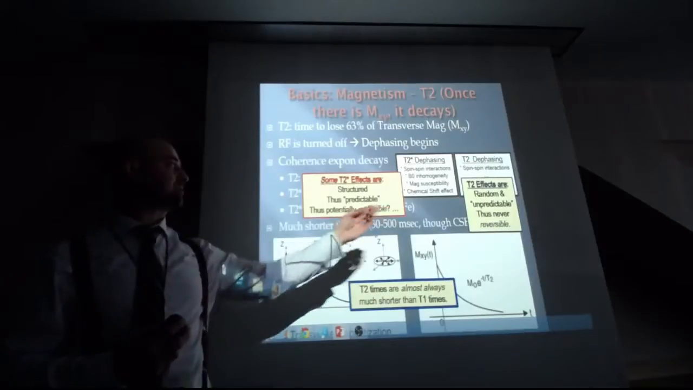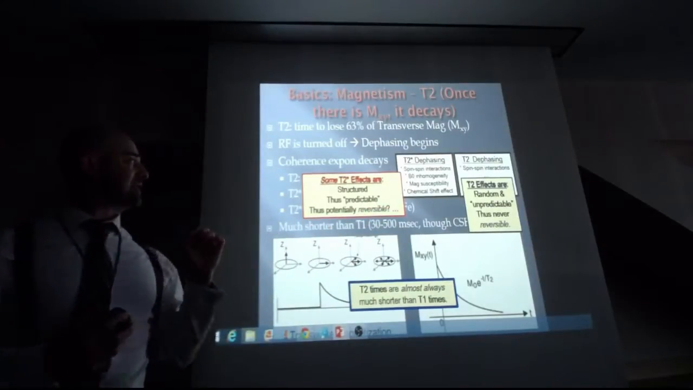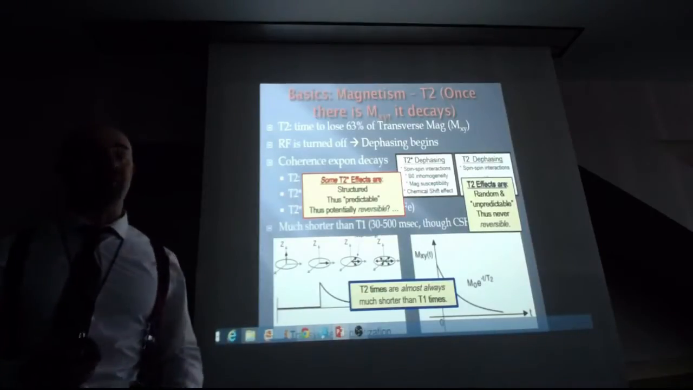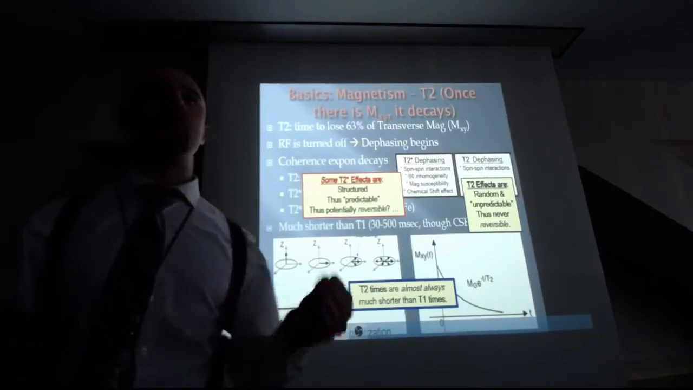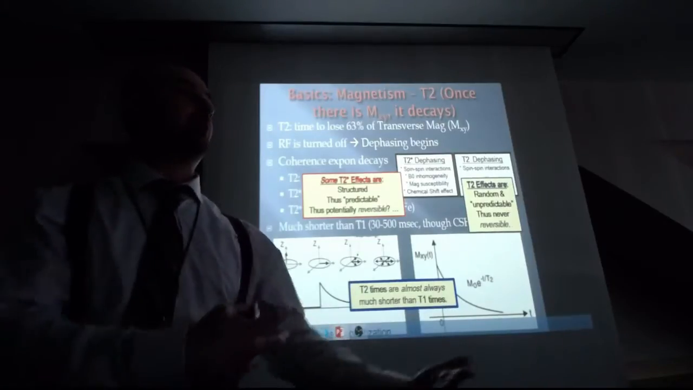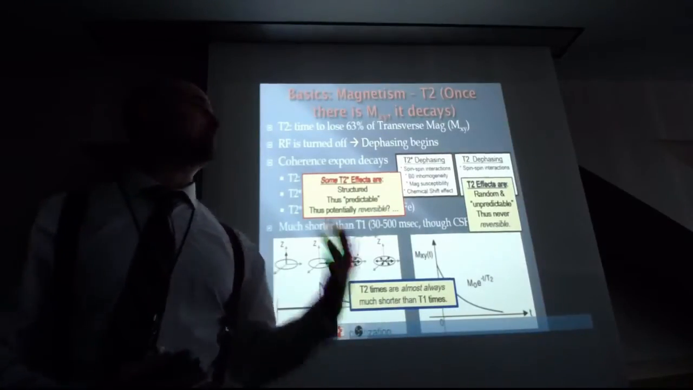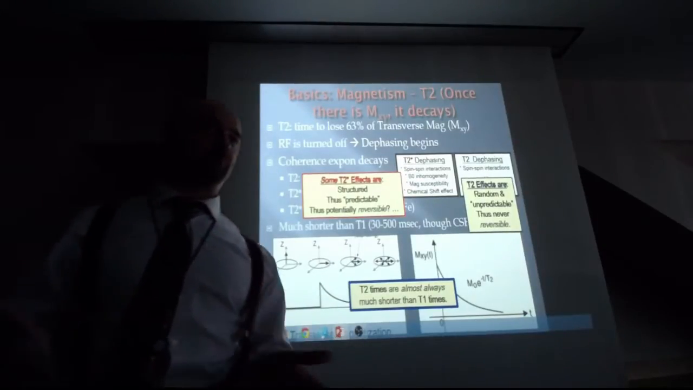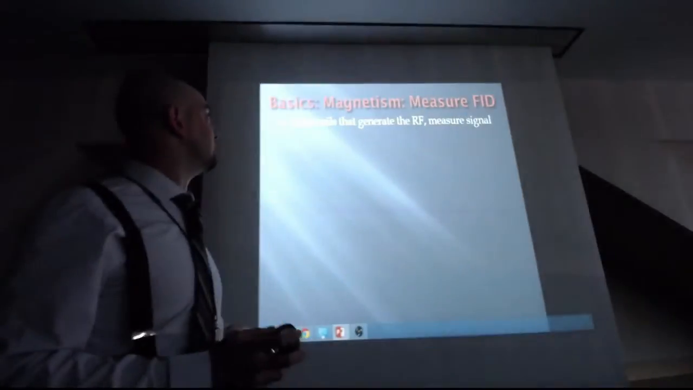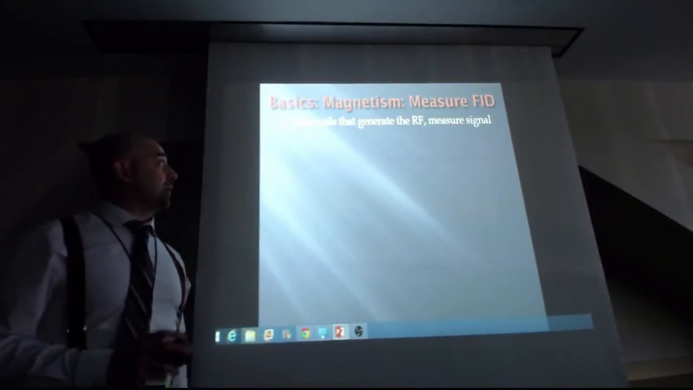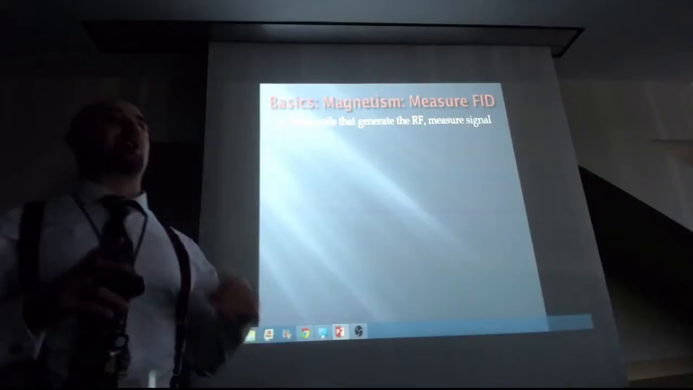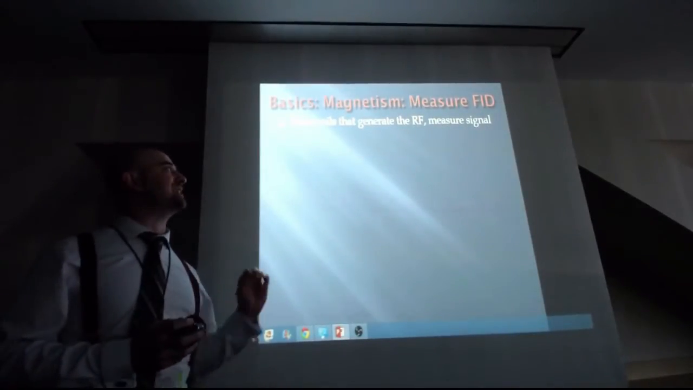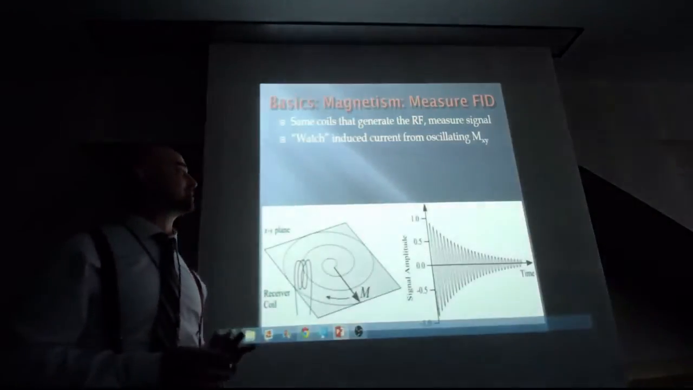The main point I want to make is that T2 spin-spin interactions are random and unpredictable, thus they can never be reversed. That's information lost, a natural law. Aside from spin-spin interactions, T2 star effects are actually structured. If you have a B0 field inhomogeneity, that inhomogeneity is always there. That means it's structured, it's predictable, thus potentially reversible.